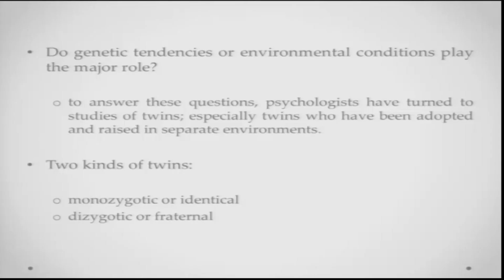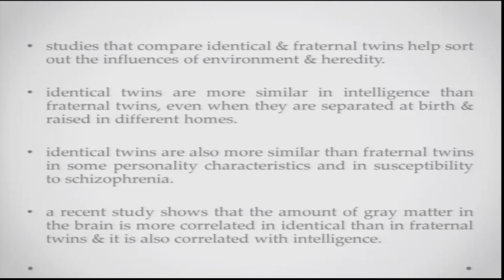There are two kinds of twins possible: monozygotic or identical, which share the exact same genetic structure, or dizygotic or fraternal, which are very closely related but do not have identical genetic structure. Studies that compare identical and fraternal twins have helped sort out some of the influences of environment and heredity. Identical twins are more similar in intelligence than fraternal twins, even when they are separated at birth and raised in different homes.